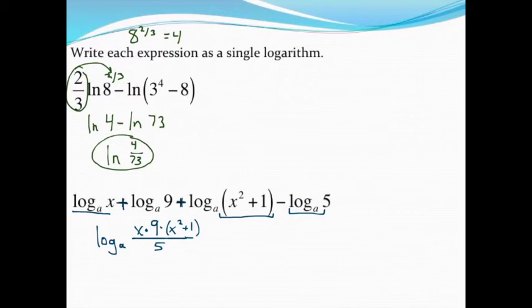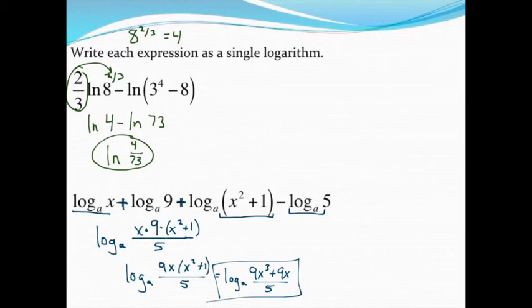So if I go ahead and make this look a little bit neater, I'll have log base a of 9x times x squared plus 1 all over 5. Or I suppose if I even want to go ahead and distribute in the numerator, I can do that if I wanted to. And I could say my condensed logarithm would be log base a of 9x cubed plus 9x all over 5. And so now I've taken that 4-term logarithmic expression and written it as a single logarithmic expression.